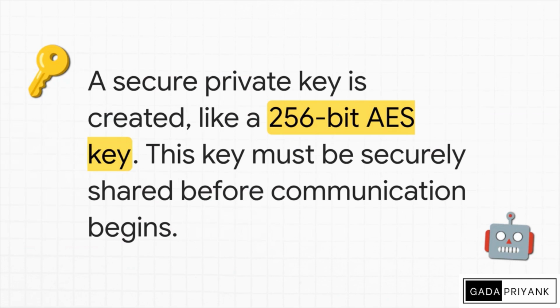First up, step 1, key generation. And look, we're not talking about your dog's name here. We're talking about a seriously secure private key. Think of a super long, complex string of random characters, something like a 256-bit AES key. But here's the most critical part. Both people have to get a copy of this key before any secret messages start flying back and forth.